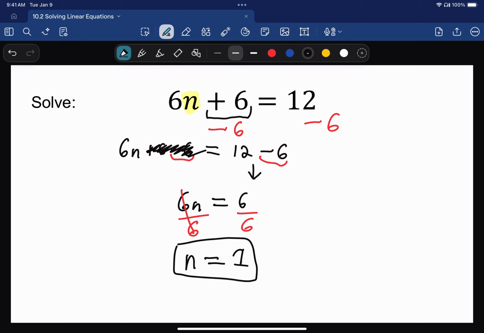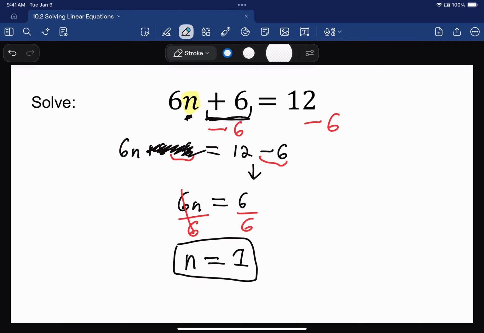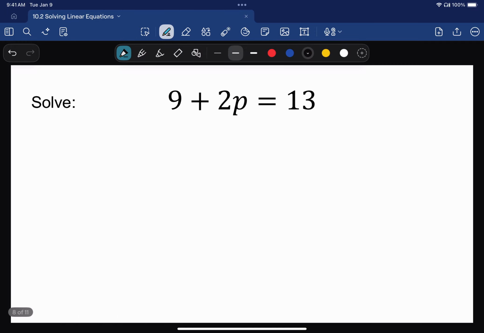So our first step, we locate the variable, we figure out if we're adding or subtracting, we do it to both sides, and then we do our multiplication and division. Let's try another one. Okay, here we go. 9 plus 2p equals 13. Okay, so the first step is we see that we have a 9 here. Now this 9 is positive, right? Because it doesn't have a negative in front of it. So this is a positive 9. And then we're adding 2p, and here we go.